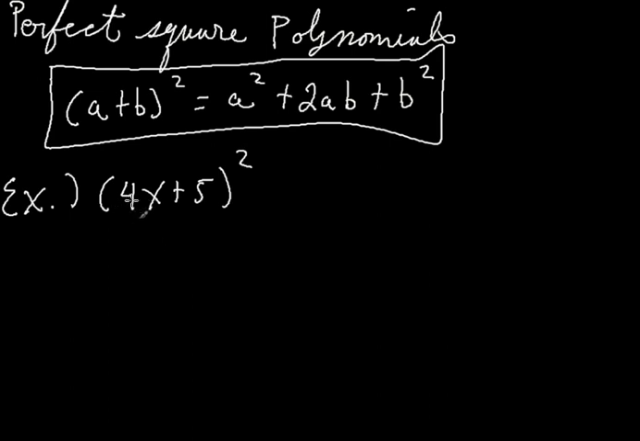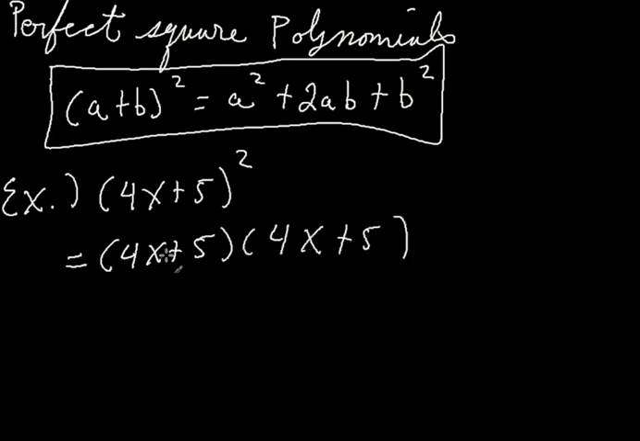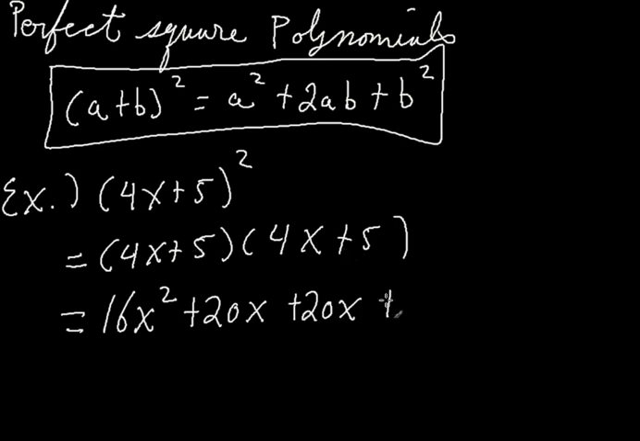Here, I have the group 4x plus 5 squared. Okay. Well, this by definition means 4x plus 5, 4x plus 5. Okay, it's multiplied by itself. Okay, now I can distribute just as I did before. So 4 times 4 is 16, and that would be x squared because we add the exponents. 4 times 5 is 20. 5 times 4, also 20. And 5 times 5 is 25. Now, can we combine the cross terms? Yes, 20 and 20 makes 40.